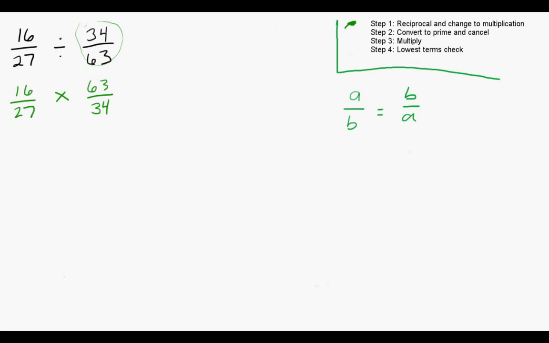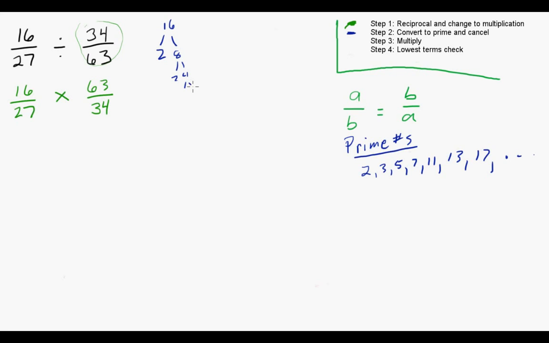And our next step is to convert to prime factors and cancel. So our prime numbers were 2, 3, 5, 7, 11, 13, and 17. That should be sufficient. So 16 converts into 2 times 8, which converts to 2 times 4, which converts to 2 times 2. We'll just circle these so we remember them.